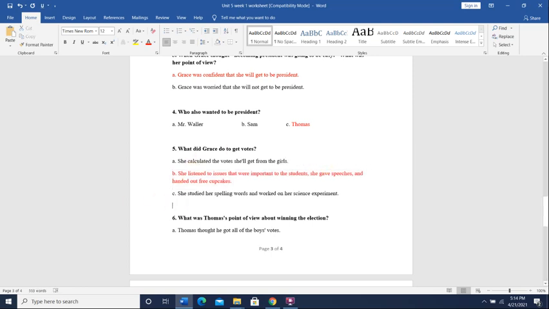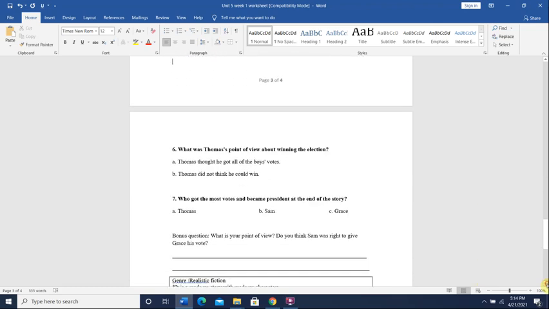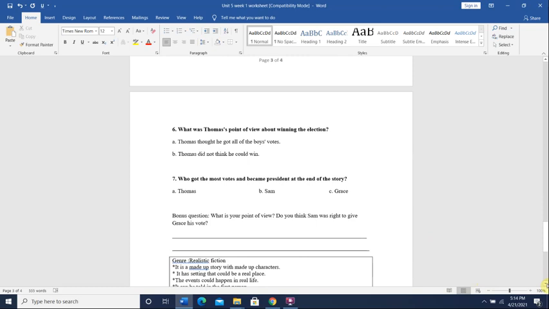Okay, number 6. Number 6, it says here, what was Tom's point of view about winning the election? What did he think about winning the election? Thomas thought he got all of the boys' votes. Thomas did not think he could win. Well, to be honest, from the story, we understood that Thomas calculated all of the boys' votes because he knows the boys will vote for him. That's why he didn't work hard to get people's votes. He studied his spelling words, he did his experiments, he practiced soccer, and because he thought that all of the boys would vote for him.